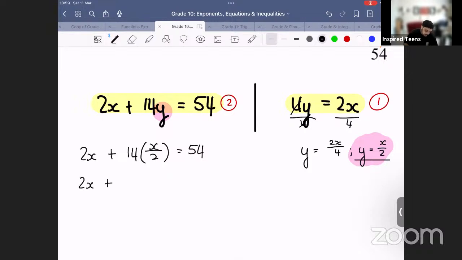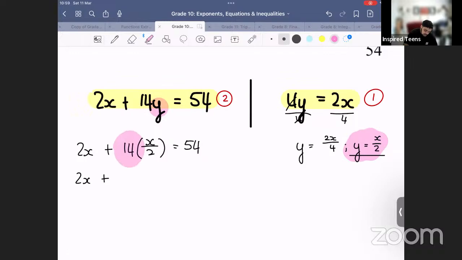Now, how do we multiply these? Someone tell me, what would this simplify to? 14 times x over 2. Basically, multiplication of fractions. How do you multiply fractions? I think we've covered this when we did equations. Seven, I guess, true. But what you want to do is multiply fractions in a straight line.